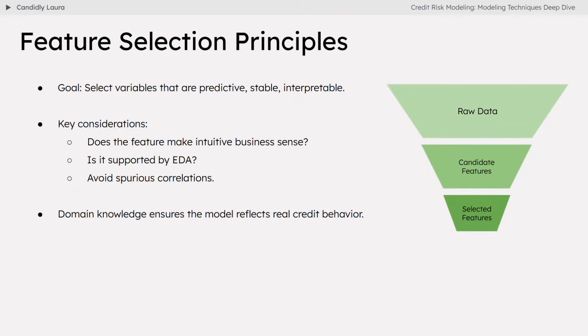Once we understand the data, we move on to feature selection, the process of choosing the variables that are most predictive, stable, and interpretable while avoiding redundancy. There are statistical techniques for feature selection, but even before statistical tests, we consider if the feature makes intuitive sense in the context of credit risk. For example, a borrower's income level or their delinquency history is obviously related to their ability or willingness to repay. Domain knowledge ensures that we don't include spurious correlations that don't actually reflect credit behavior.